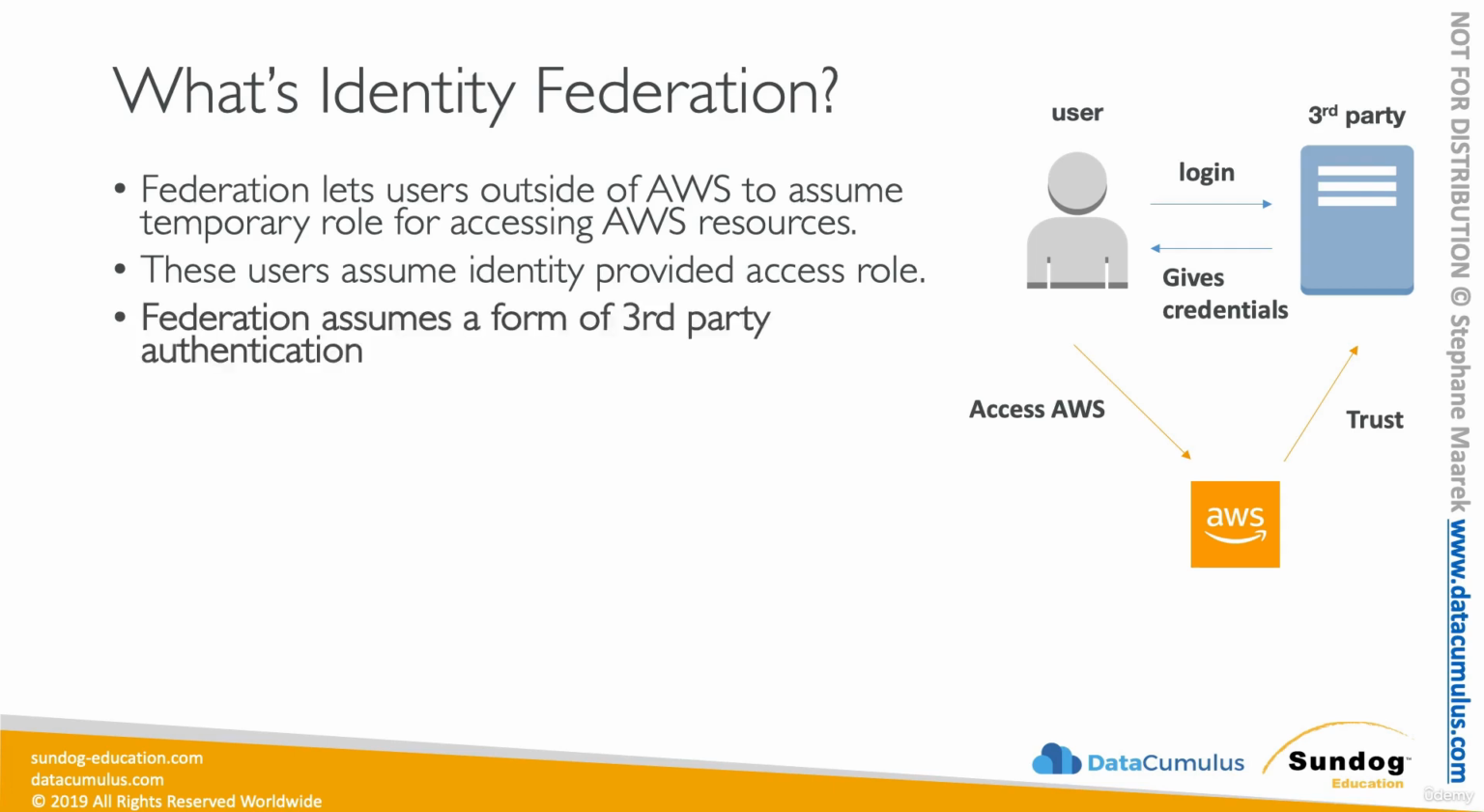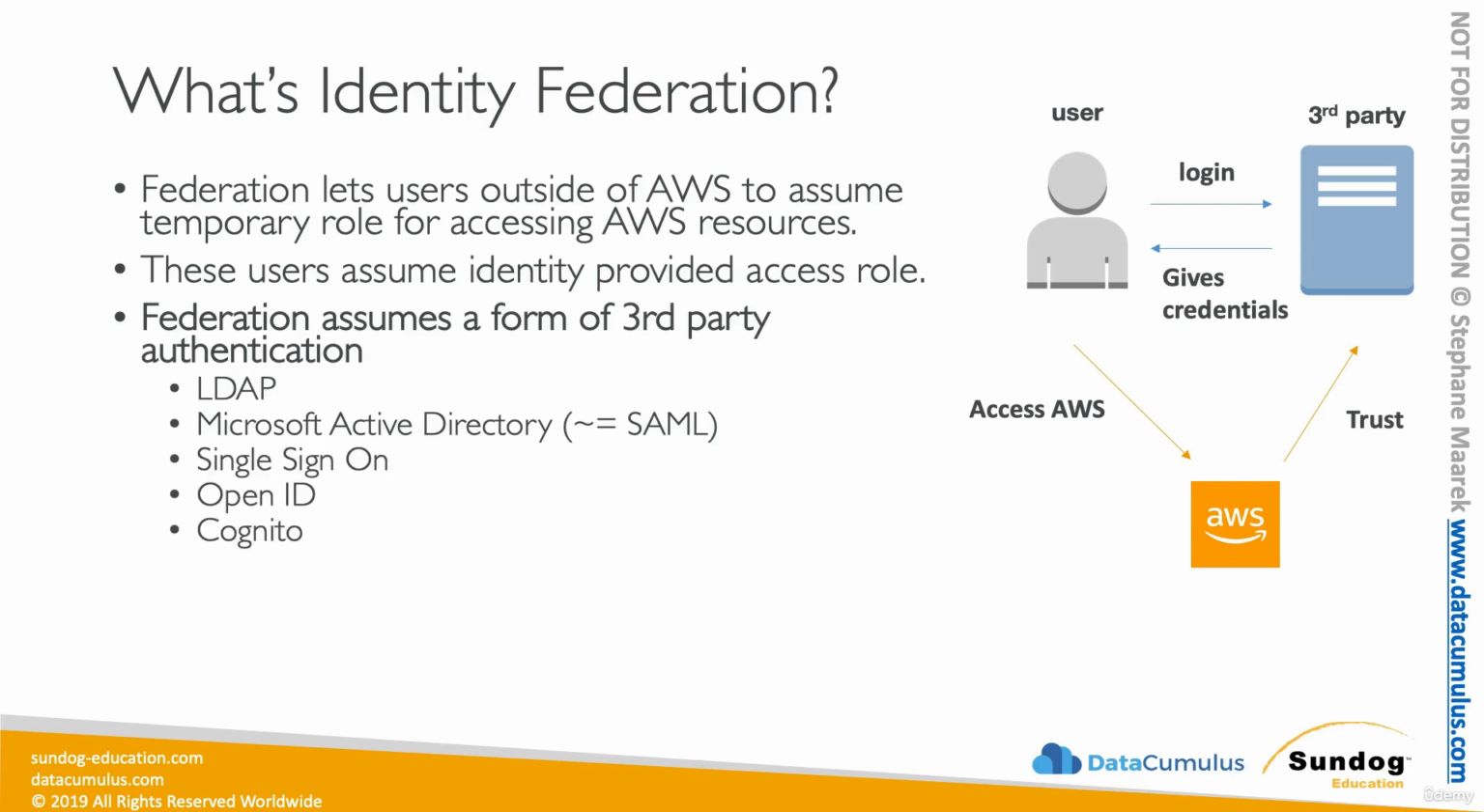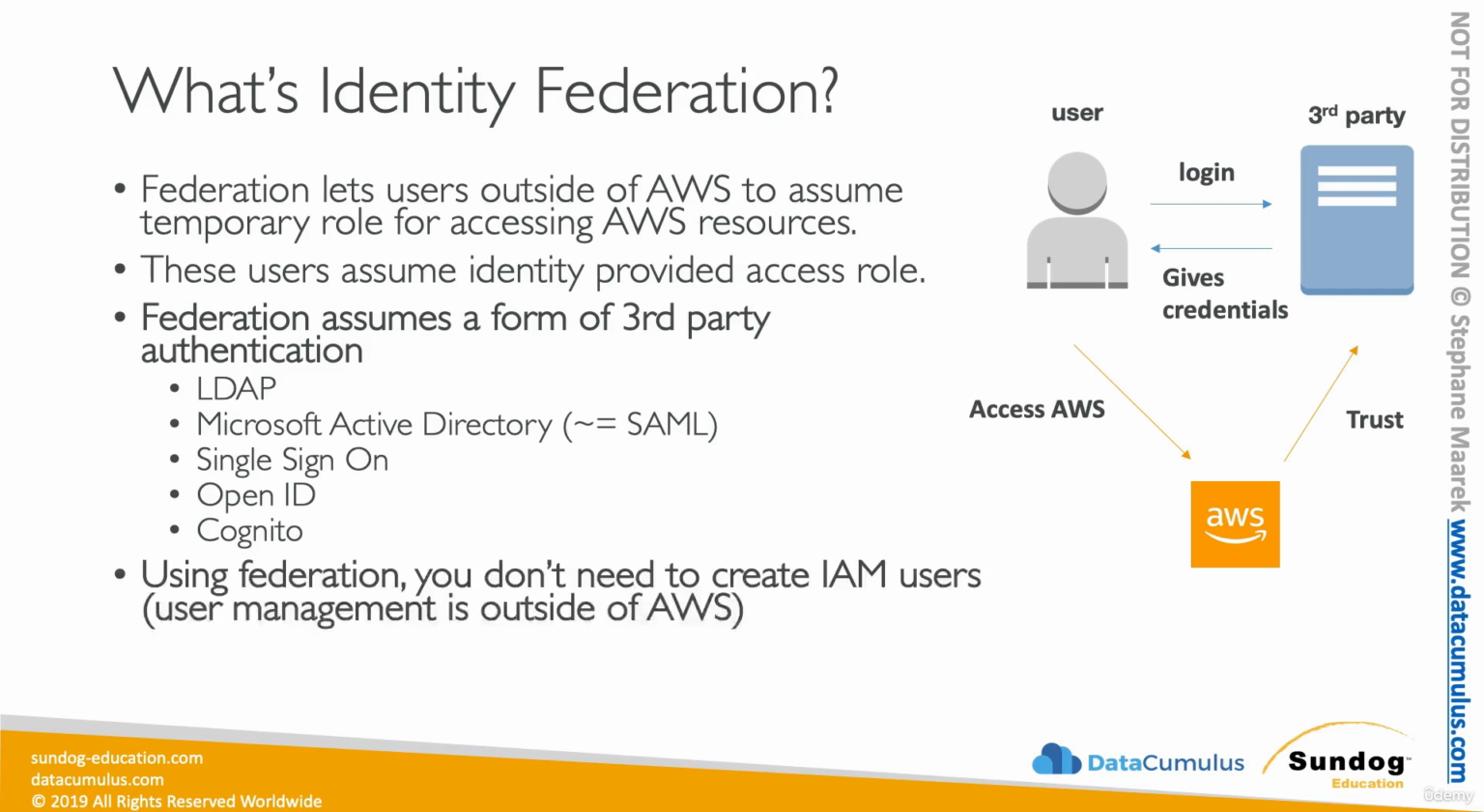Now, identity federation, what is this third-party authentication that we're talking about? It could be LDAP, it could be Microsoft Active Directory, which is also assimilated to being SAML. SAML is a standard, but Active Directory is an implementation of it. It could be single sign-on, it could be OpenID, it could be Cognito. So all these things can be third-party authentication. And so using federation, the thing you have to remember is that we don't need to create individual IAM users. The user management is done outside of AWS. So for the exam, they may ask you about some very specific forms of identity federation, namely SAML, custom broker, and Cognito. So we're going to see these three in detail right now.